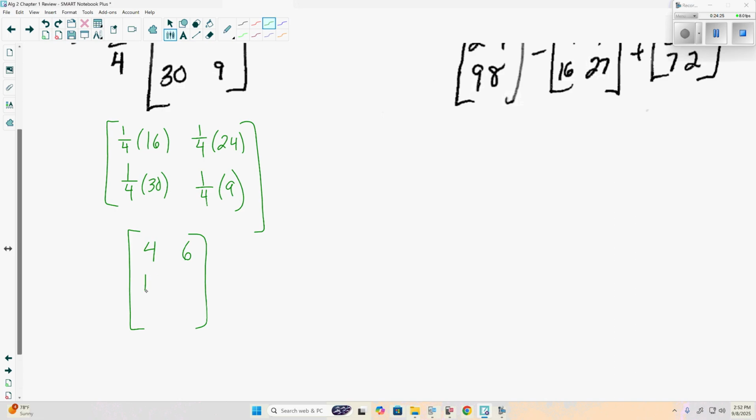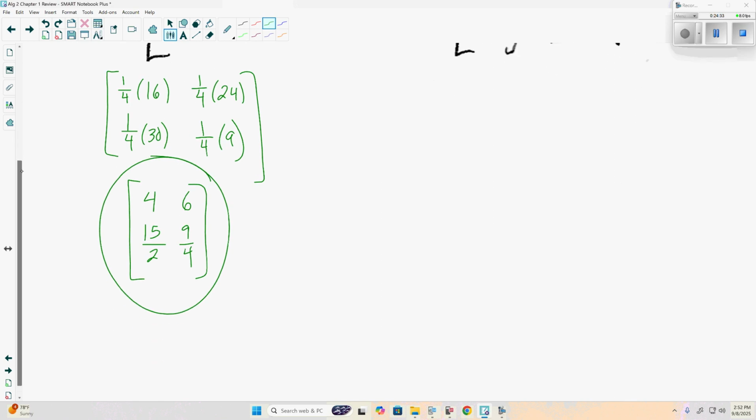If you feel comfortable with it, you don't have to, but especially for some of it, it is nice. So the system of equations, it'd be nice to write the augmented matrix. That way I can try to get you some points back if I know what happened. But yeah, no, if you want to skip that middle step and go straight to 4, 6, 15/2, 9/4, go for it.